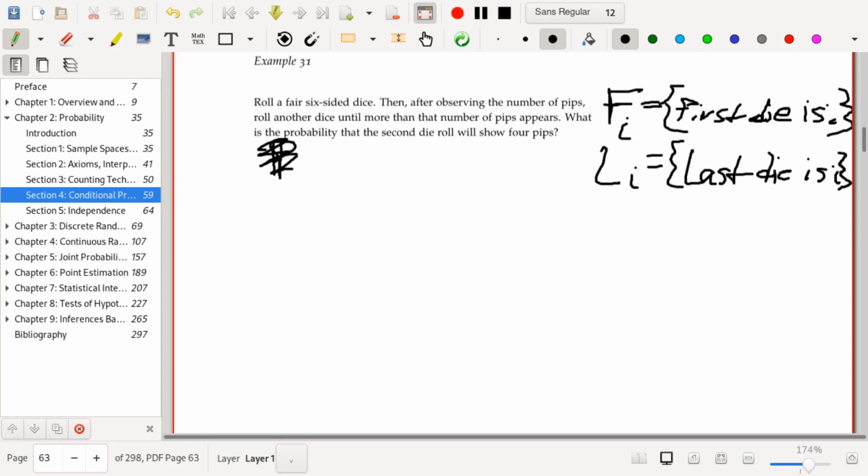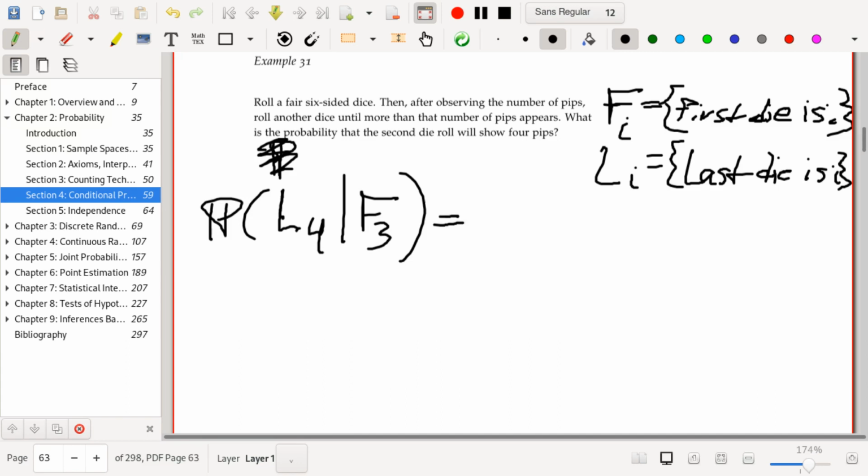Okay, so let's compute the probability that the last die is going to be 4, given that the first die is, let's say, 3. Well, what would that be? If the first die is 3, then the only possibilities for the last die are going to be 3, 4, 5, and 6. And each of those possibilities are going to be equally likely for the last die.